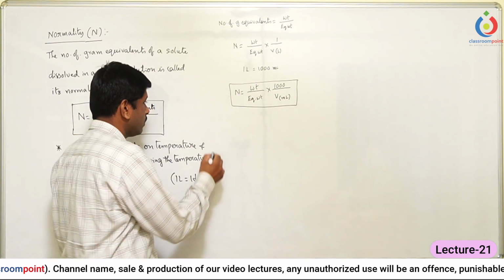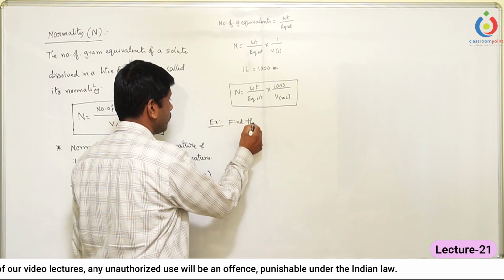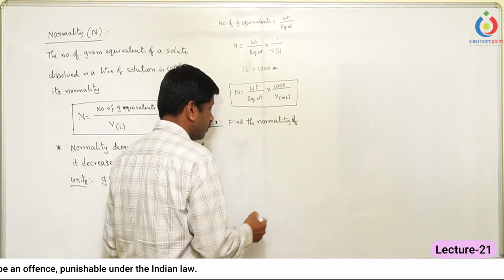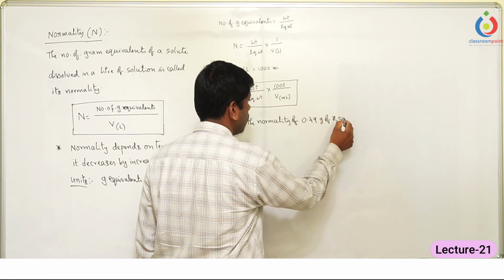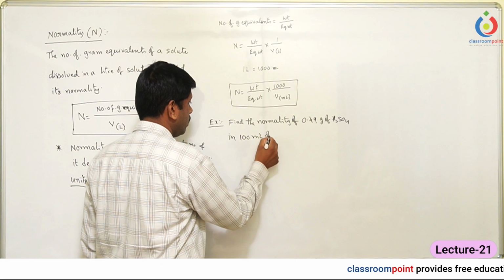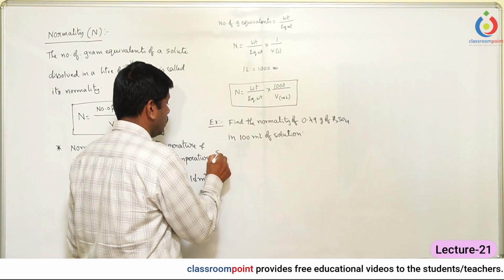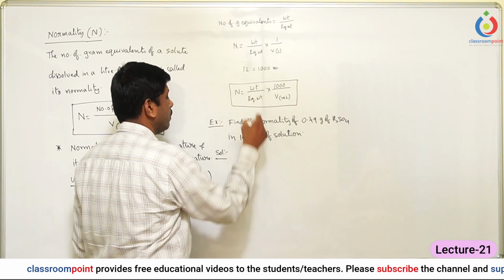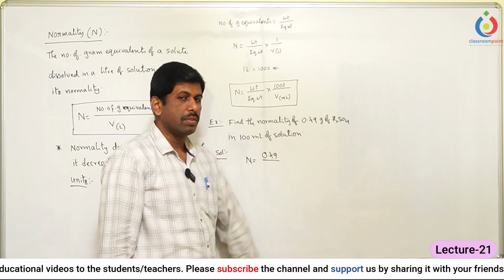Let us see one example here. Find the normality of 0.49 grams of H2SO4 in 100 ml of solution. So let us solve this. Normality equals the given weight, 0.49, divided by the equivalent weight of sulfuric acid.